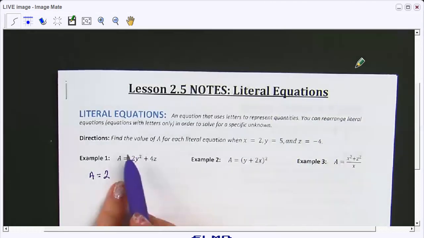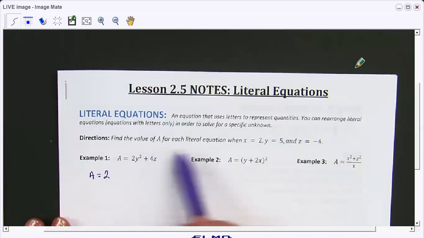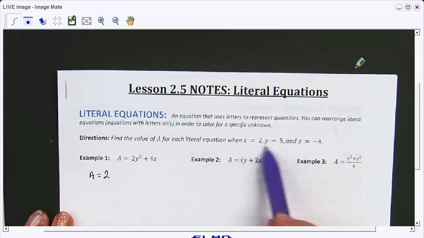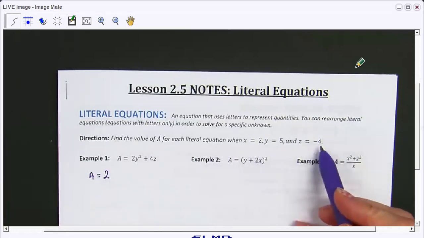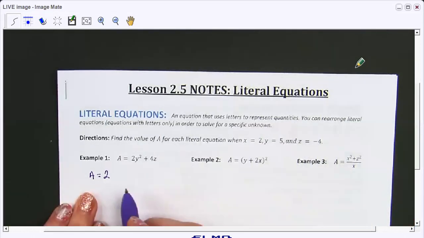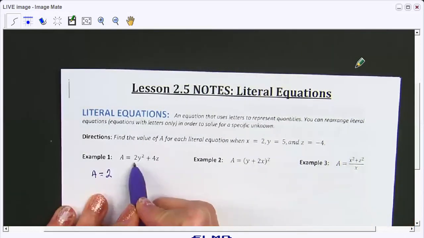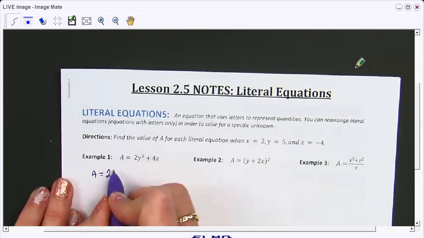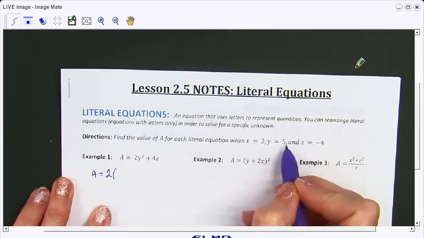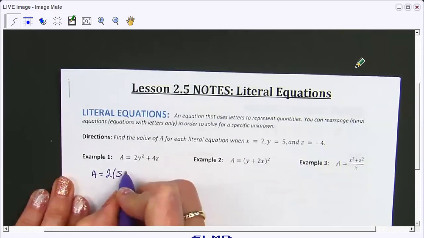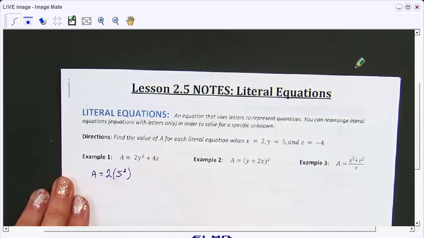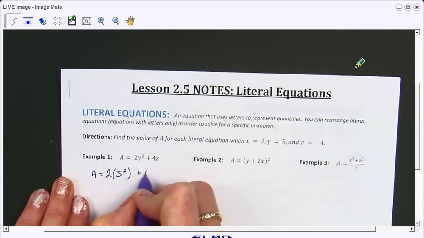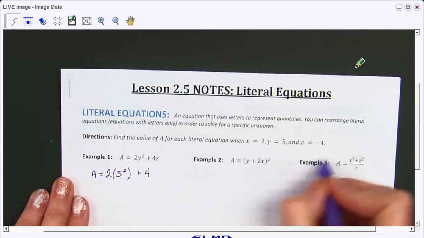So in this case, we want to find the value of A for each equation when X is 2, Y is 5, and Z is -4. So I started writing here A equals 2, and then we have times Y squared. And since Y is 5, we're going to plug in 5 squared plus 4 times Z, and Z is -4.